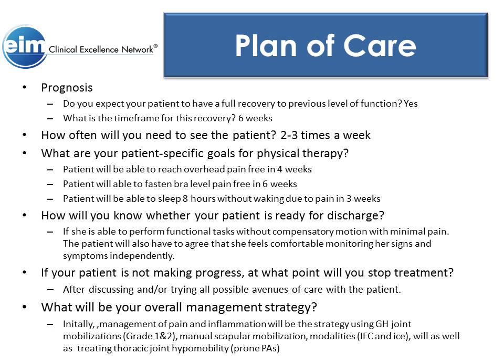So to manage my patient's care, I'm going to start with managing pain and inflammation using glenohumeral joint mobilizations, grade 1 and 2, manual scapular mobilizations, modalities including IFC and ICE. I will also treat the thoracic joint hypomobility with prone PAs as indicated by the evidence.